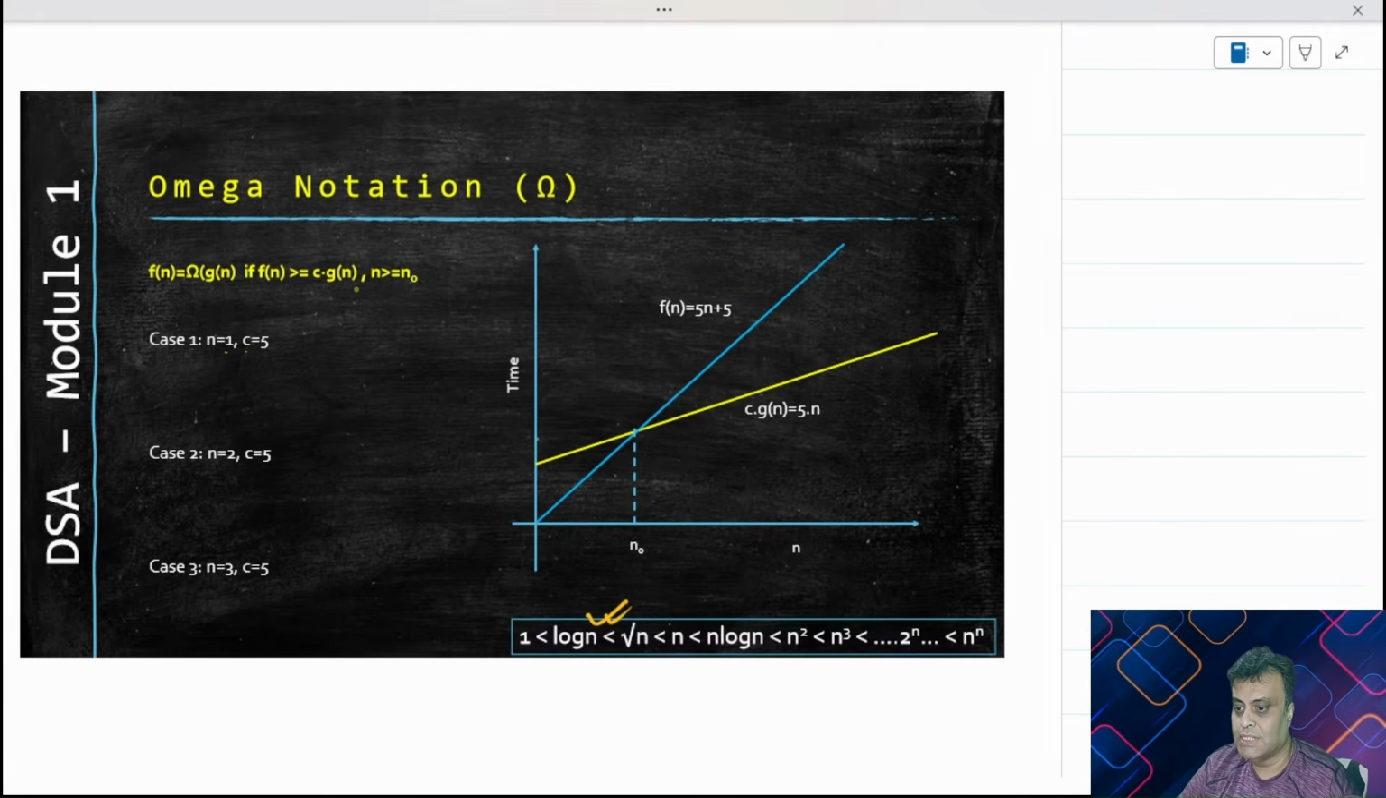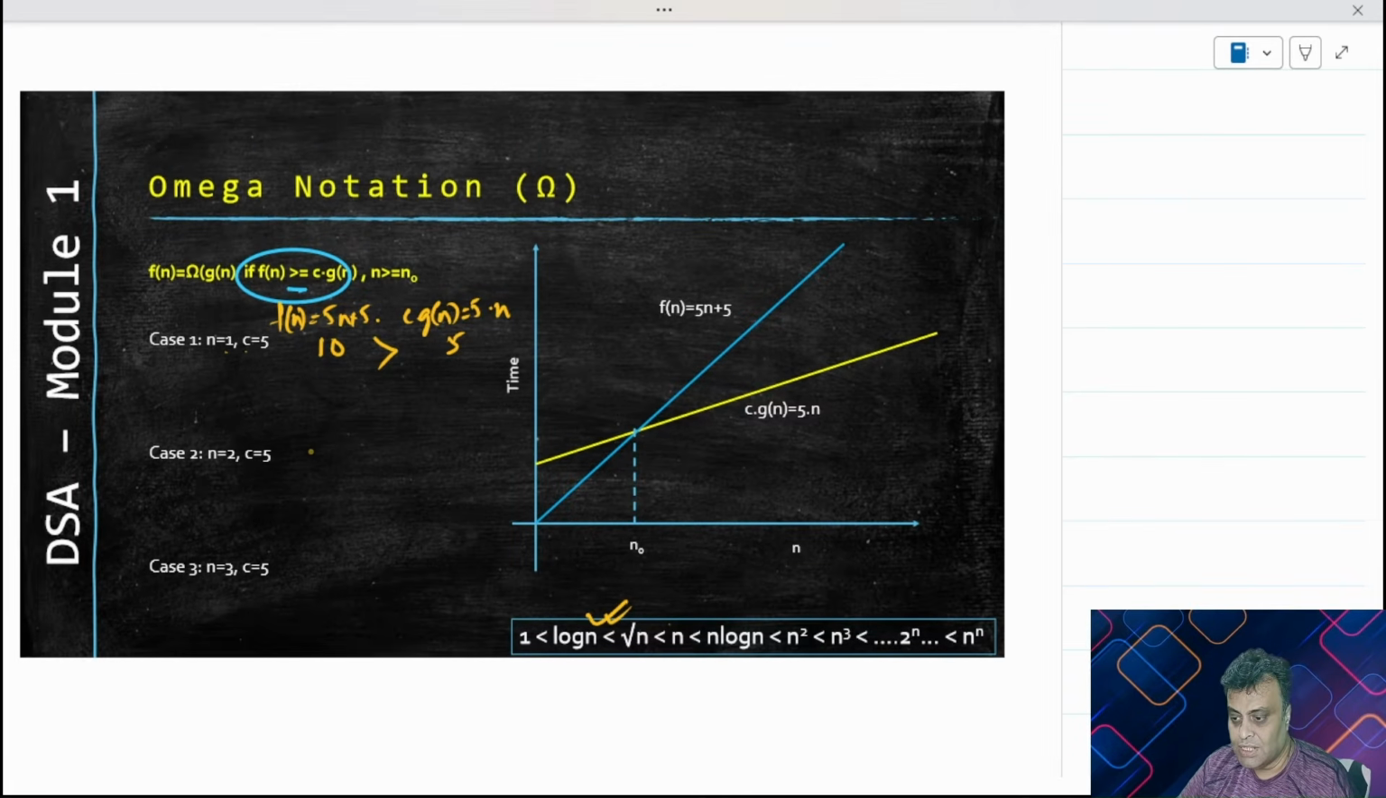So if we actually see this, it's a no-brainer that we will need to prove in this manner, right? We will have to be careful that now we are talking about c dot gn to be lower, that is Fn will be higher. So we have to have the greater than or equal to here, right? So what are we trying to show here? We are trying to say that Fn is equal to 5n plus 5 and Cgn is equal to 5n. So we are saying n equal to 1, c equal to 5. If n equal to 1 and c equal to 5, then this becomes 10 and this becomes 5. So immediately this becomes greater.